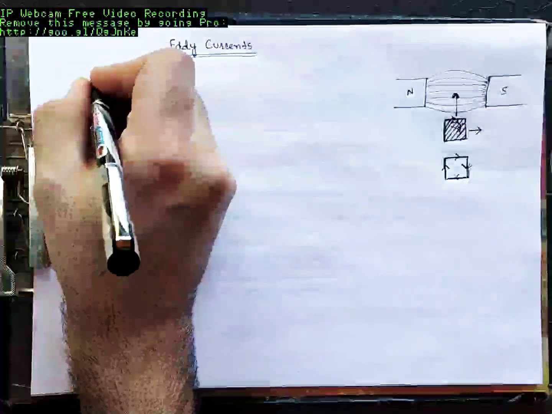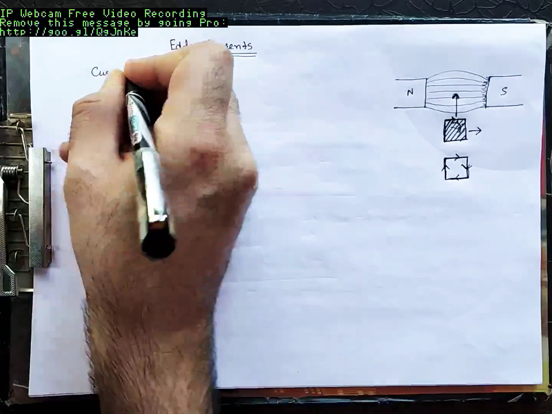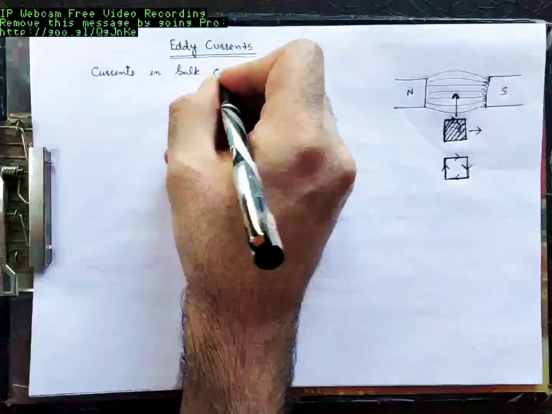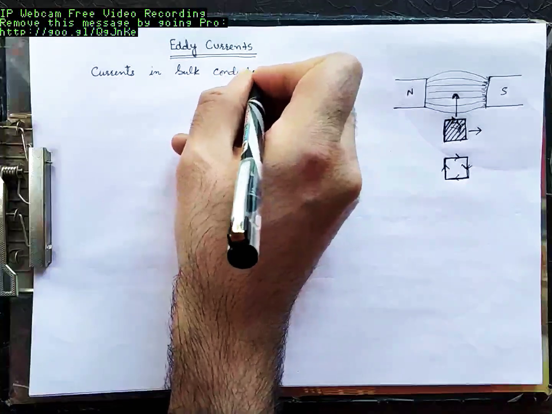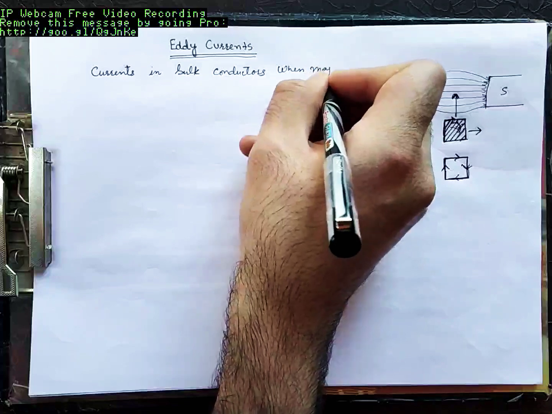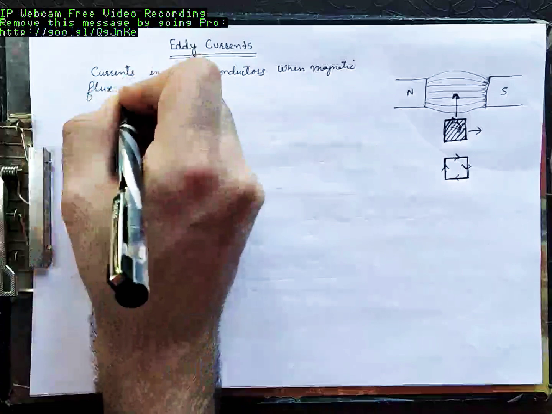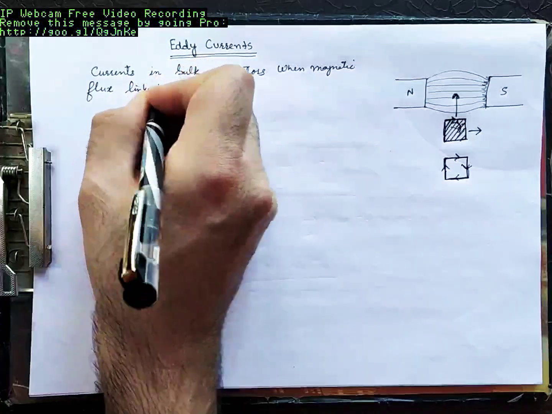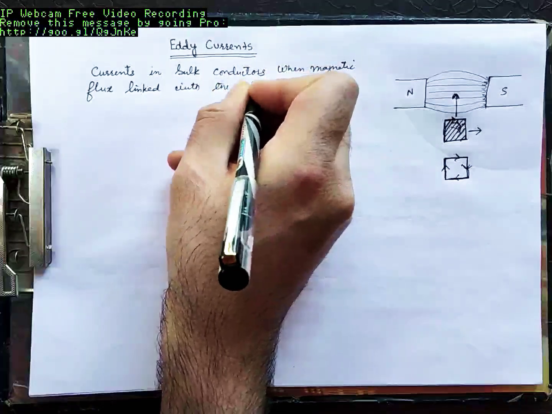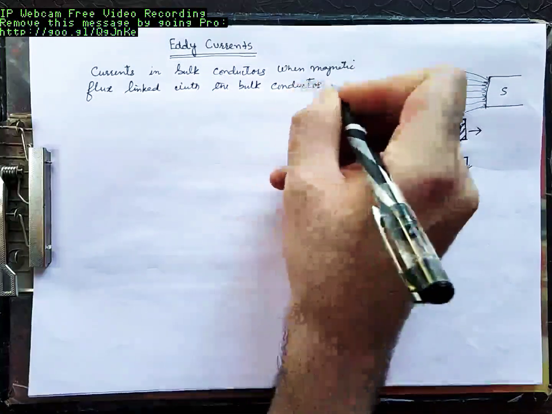So how do we define this? These are currents in bulk conductors when magnetic flux linked with the bulk conductor changes.